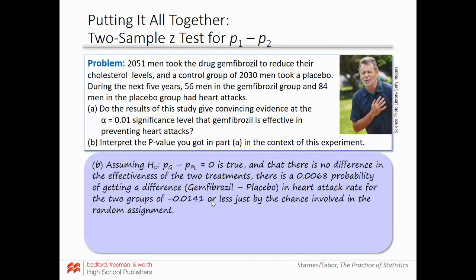So then part B is, what does this p-value actually mean? Remember, the whole point of all these tests that we're doing is that we're assuming the null hypothesis is true. So I'm assuming there is no difference, that they are the same. And then I do my test and I see that, assuming they are the same, the probability of getting something this small by chance alone is 0.0068. And that's pretty small.